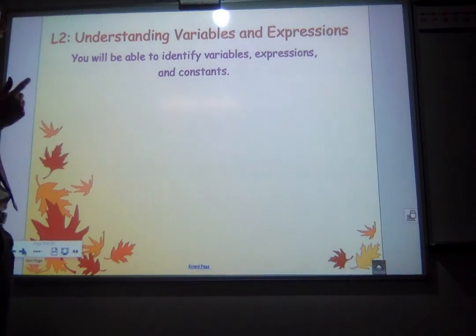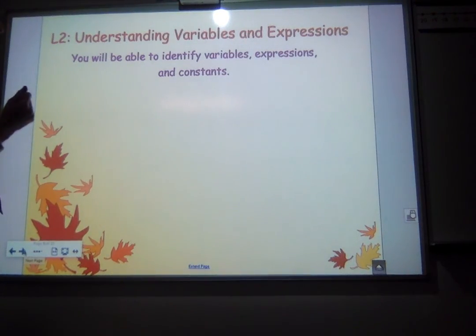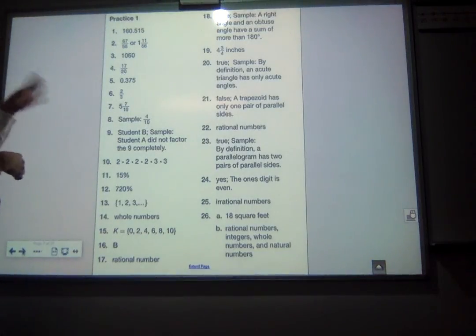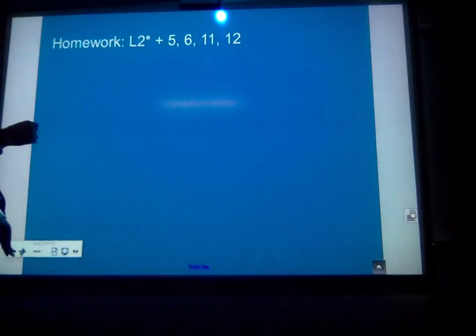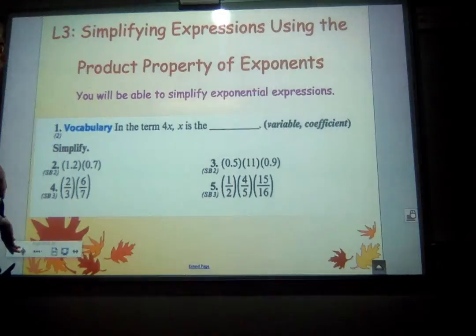All right, so understanding variables and expressions. Again, we identified variables, expressions, and constants. All right, so here we're going to skip this. That was the homework that we had skipped today.